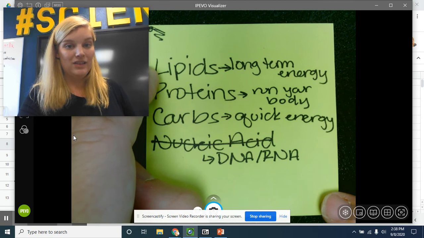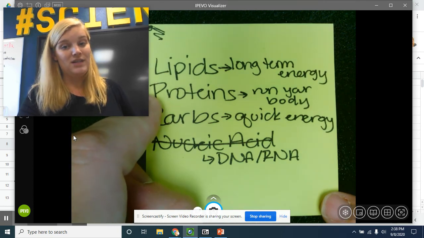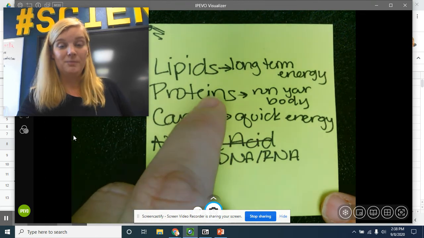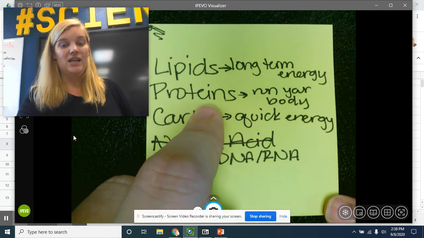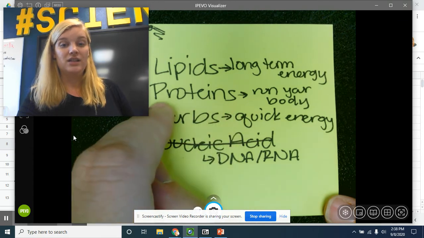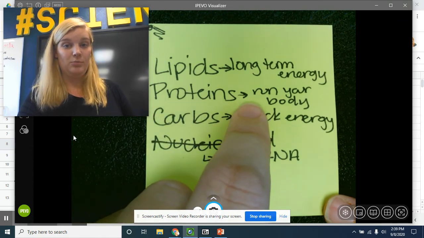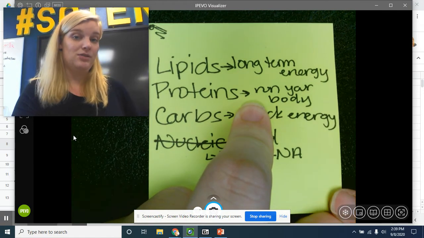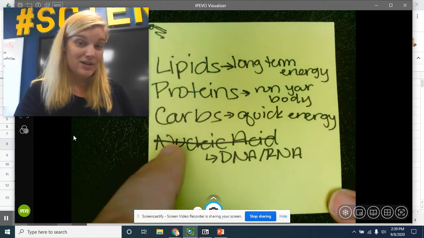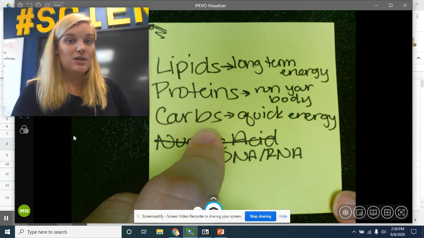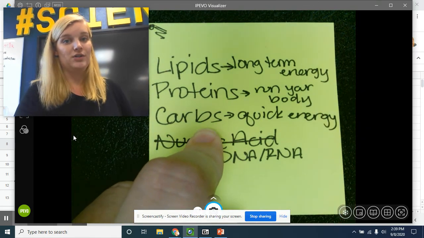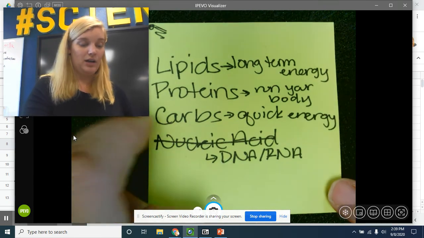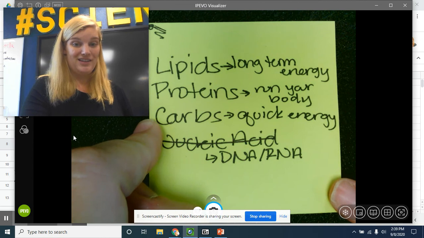So lipids for long-term energy, proteins to help run your body. So make sure that if you're trying to build muscle, you have to have enough protein. If you are feeling a little sick, you want to make sure you have enough protein to help balance different things like hormone and insulin levels to be able to do different chemical reactions within your body, which is our enzymes. But then carbs are really great for that quick energy spurt. So that's if you're working out, if you are feeling like a midday slump, then carbs are going to be your friend right then and there.